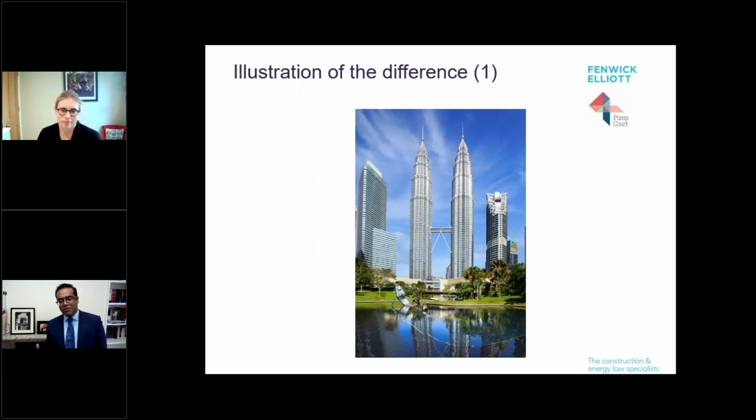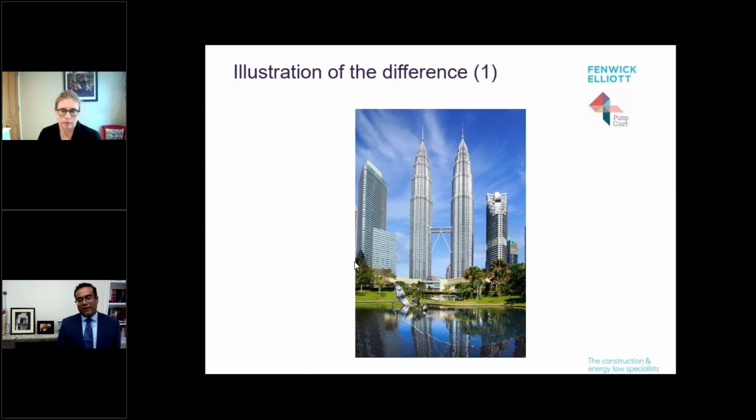These are the Petronas Towers in Malaysia. I've picked this picture not because I have any detailed knowledge about these towers whatsoever, or that I've worked on them, or that I know that there was a dispute about them. I'm simply picking these towers because it is a project with two ostensibly independent towers that could be built independently of each other, except for that small link bridge halfway up.